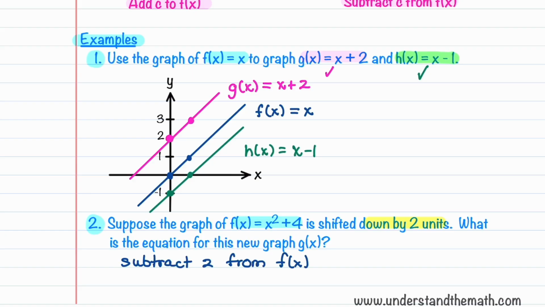Let's go ahead and do that. Our new graph g of x is going to be f of x minus 2. And now let's just plug in what f of x is. That's x squared plus 4 minus 2, which gives g of x is equal to x squared plus 2. And that's our final answer.